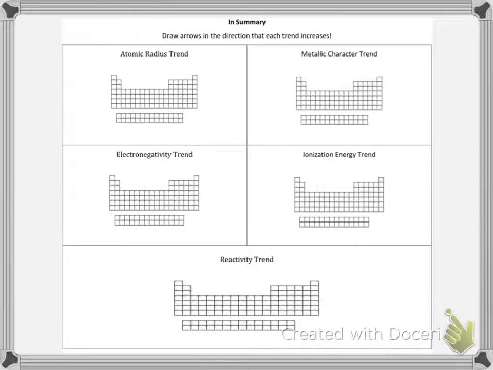But first, let's remind ourselves. So we are going to go ahead and draw arrows that are pointing in the direction that each trend increases. Atomic radius or size, well, they get bigger. This is the snowman trend. They get bigger as you go further to the left and further down. Metallic character is, I think, the only trend that matches atomic radius, because metallic character is how easy it is to lose an electron, and the bigger you are, the easier it is.